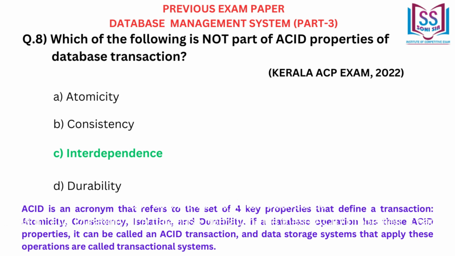Interdependence. ACID is an acronym that refers to the set of 4 key properties that define a transaction: atomicity, consistency, isolation, and durability. If a database operation has these ACID properties, it can be called an ACID transaction, and data storage systems that apply these operations are called transactional systems.